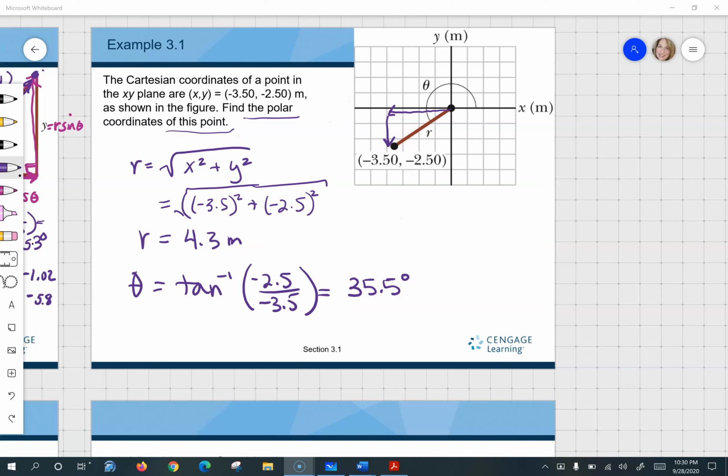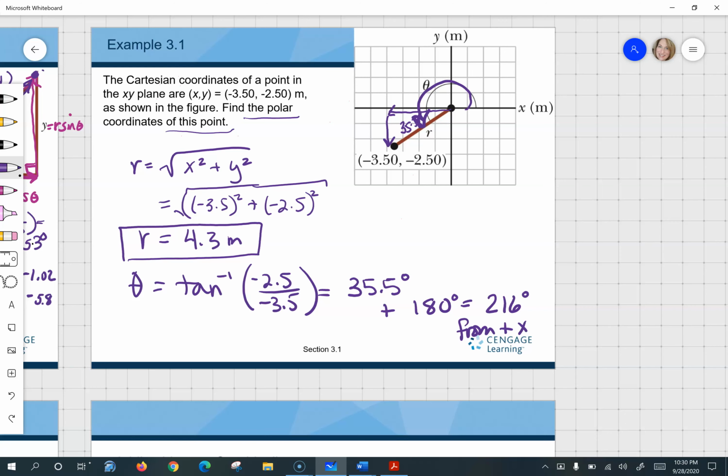And hopefully you came up with this for the magnitude of r, and this 35.5 degrees is saying that that is 35.5. But that's not really where r is located. What do you have to do to 35.5 in order to actually tell someone where that vector is located? You have to add 180 degrees to it. So we know that it's 216 degrees from the positive x-axis, which is normally where you measure angles from.